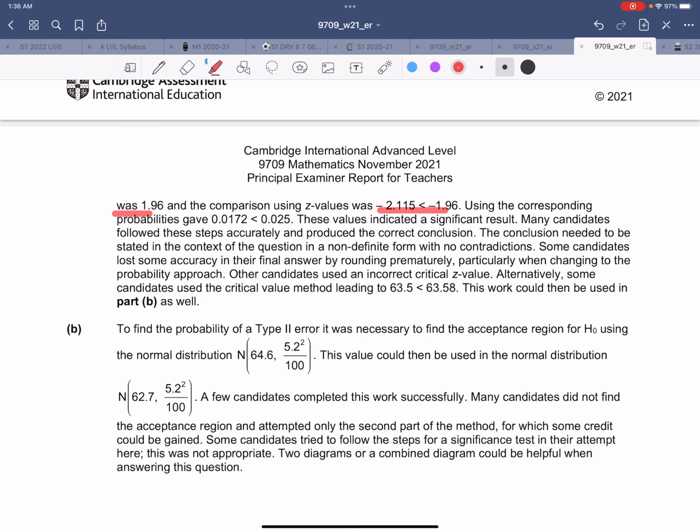The conclusion needed to be stated in the context of the question in a non-definite form with no contradictions. That means sometimes people write sentences which make no sense. They are self-contradicting. Some candidates lost some accuracy in the final answer, rounding prematurely, particularly when changing the probability approach. We don't have to do the probability approach. Z method is the best.